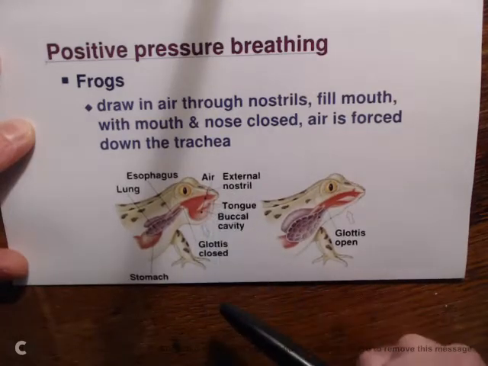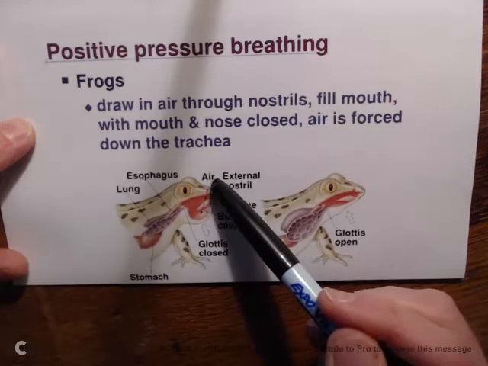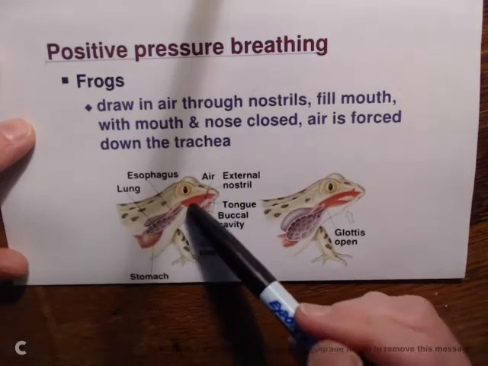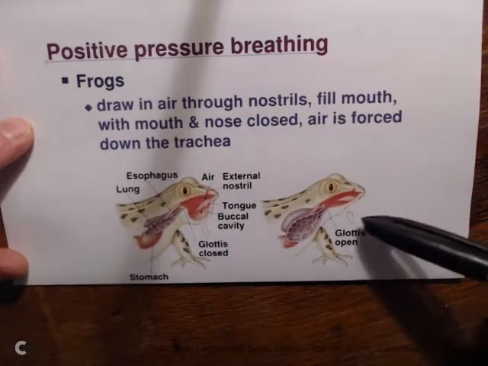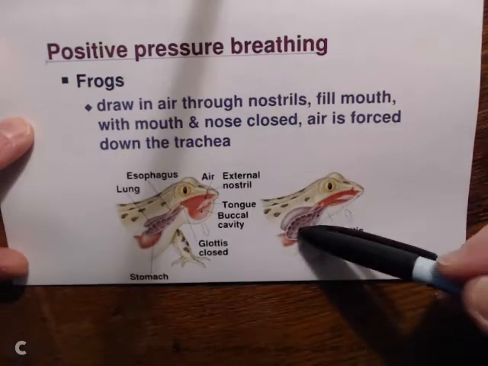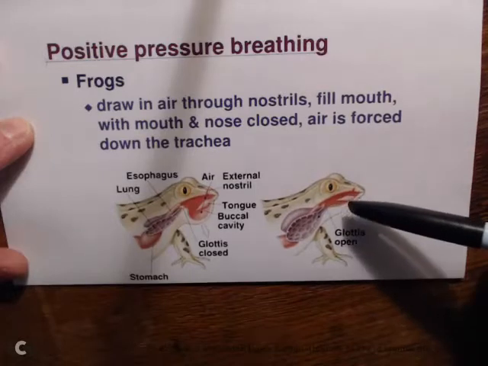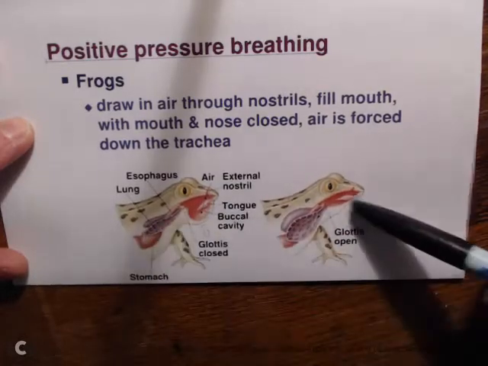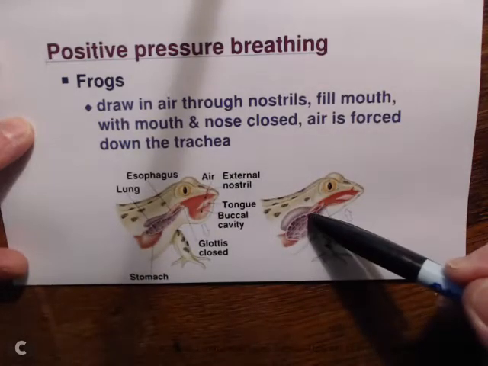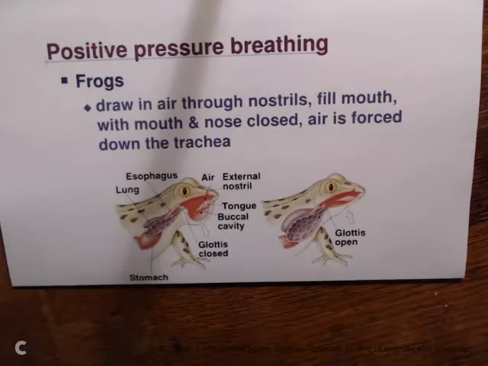Buccal means cheek, so it's that side and underneath portion of the head that is flexible. This animal, in order to inflate its lungs, will scoop up air through its nostrils into that muscular pouch, and when that pouch contracts, the air will be forced or pushed into the lungs. That's positive pressure. You're pushing the air forward from here into the lungs, and the lungs inflate. So what? How is that different than another animal?